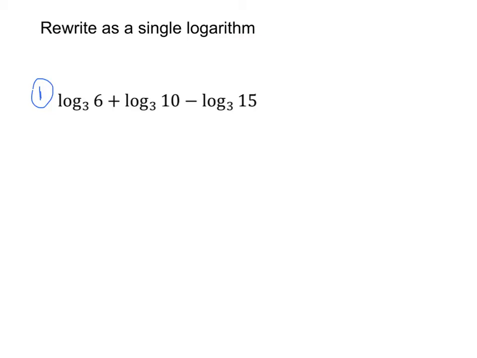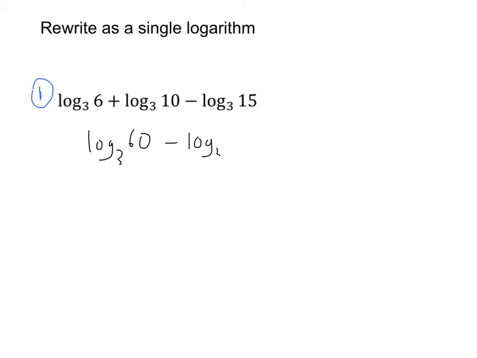So let's think about this. Let's add these two logs together: log base 3 of 6 plus log base 3 of 10. When I add those two together, that's equal to log base 3 of 60. It's not equal to log base 3 of 16. It's equal to log base 3 of 60.